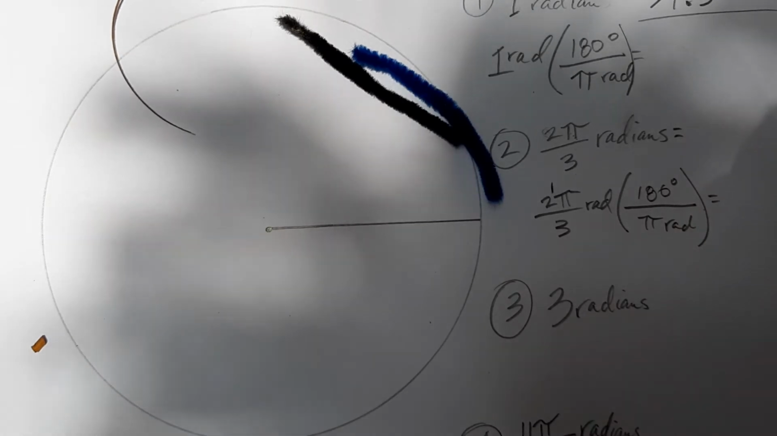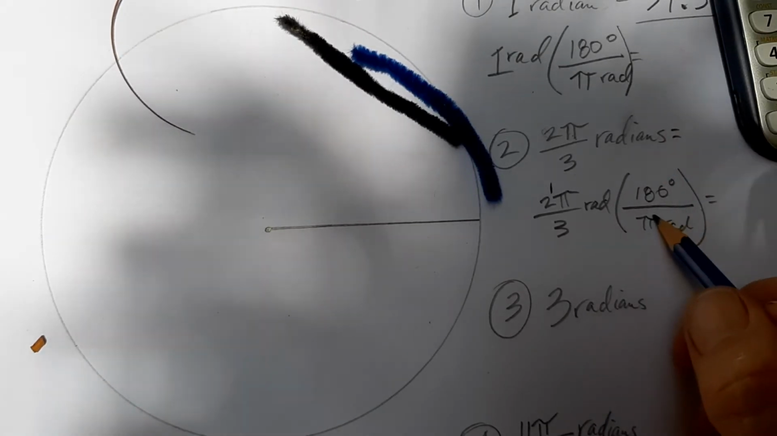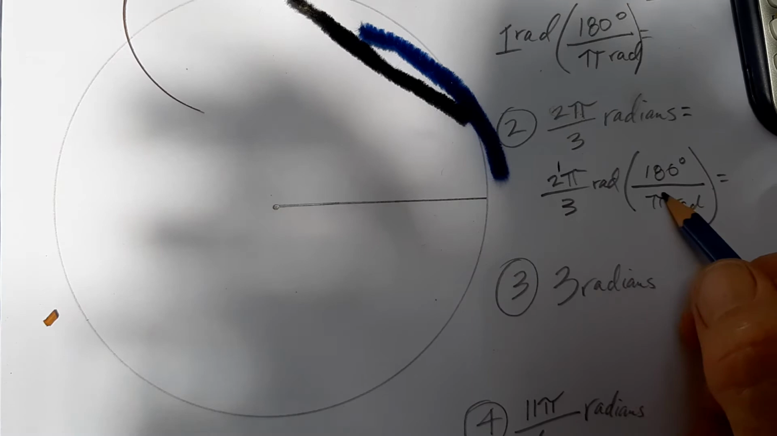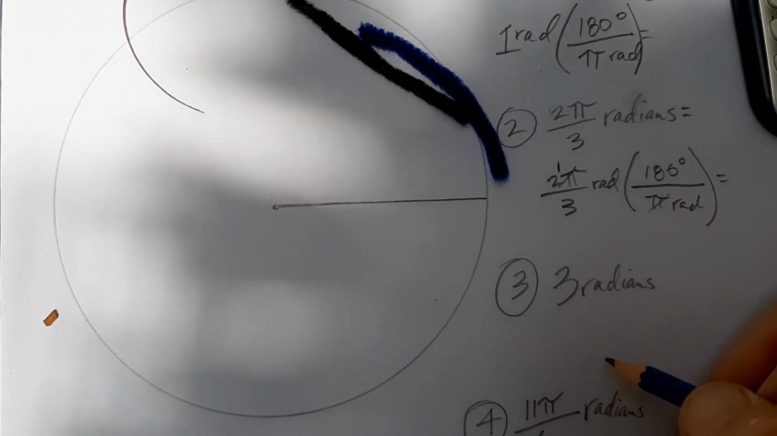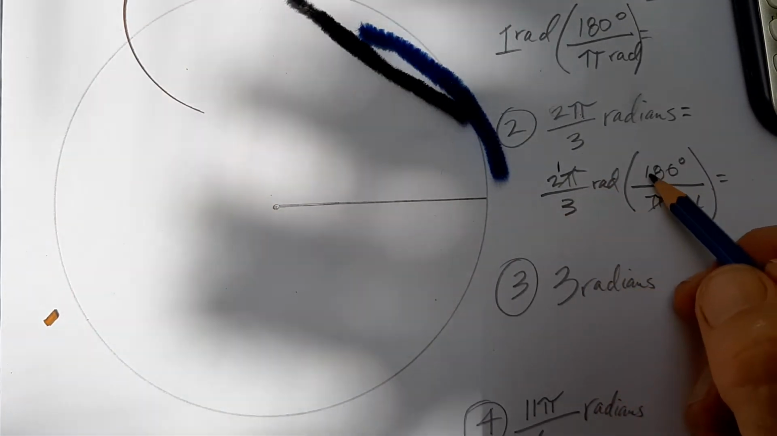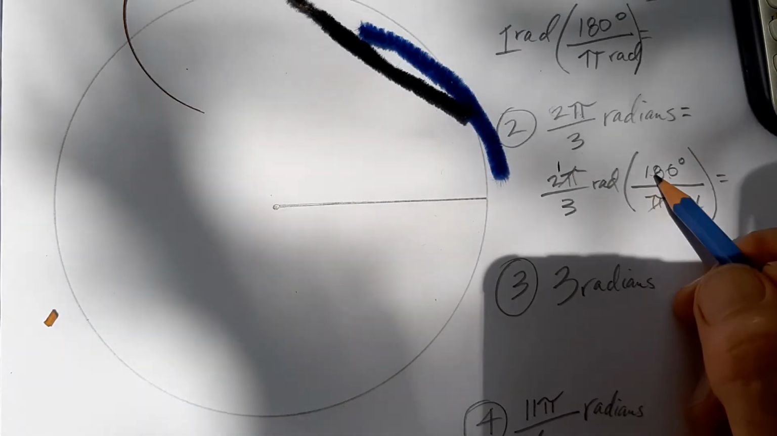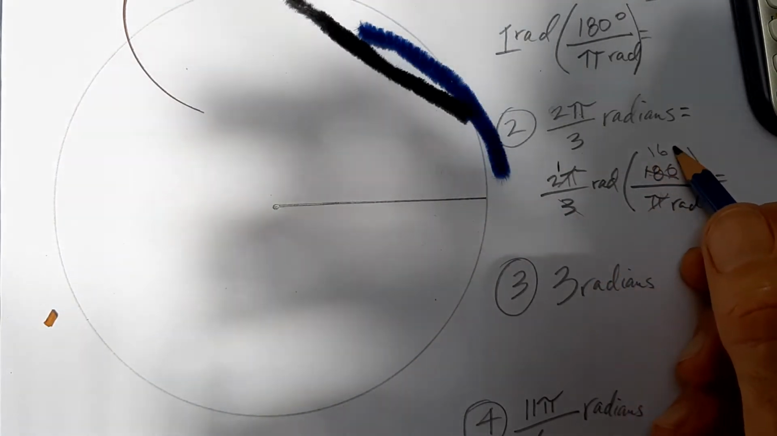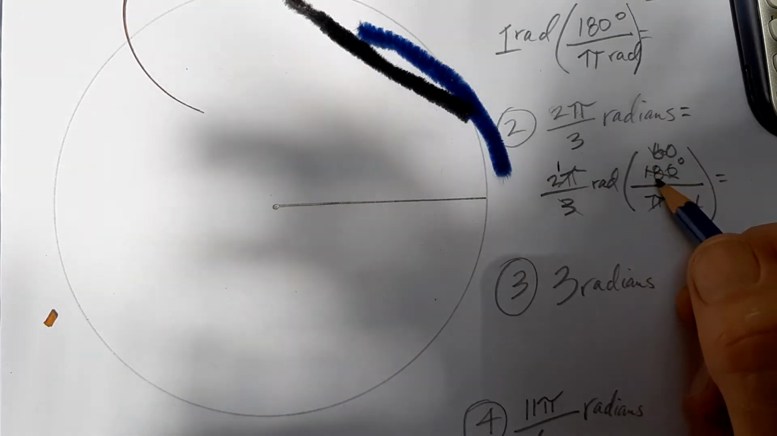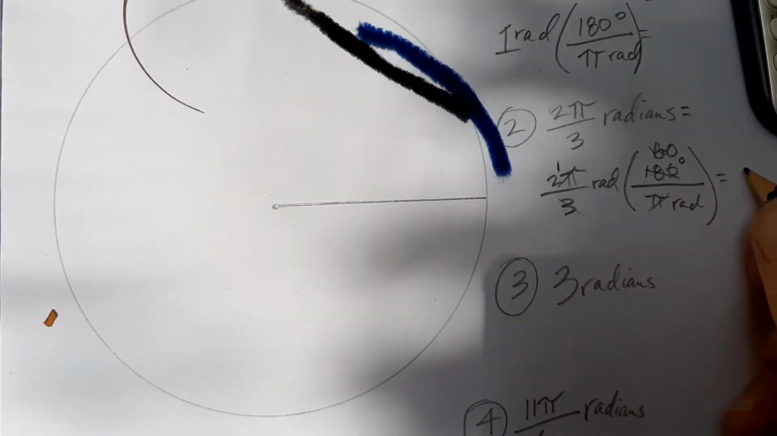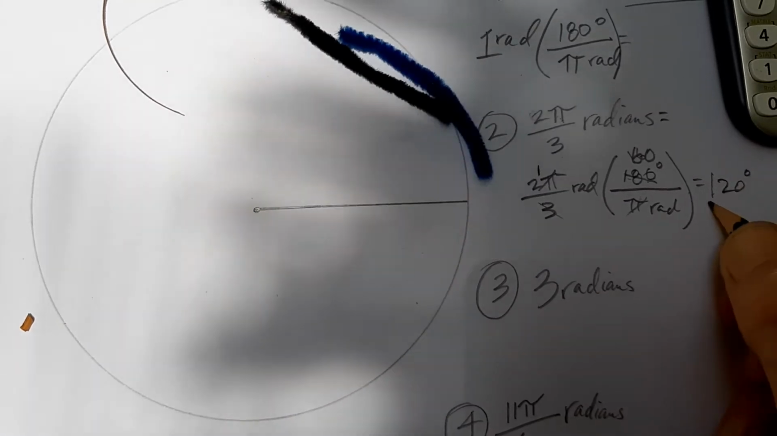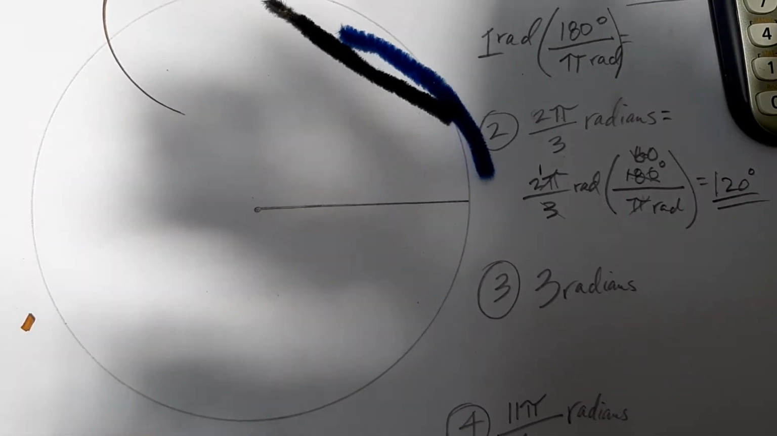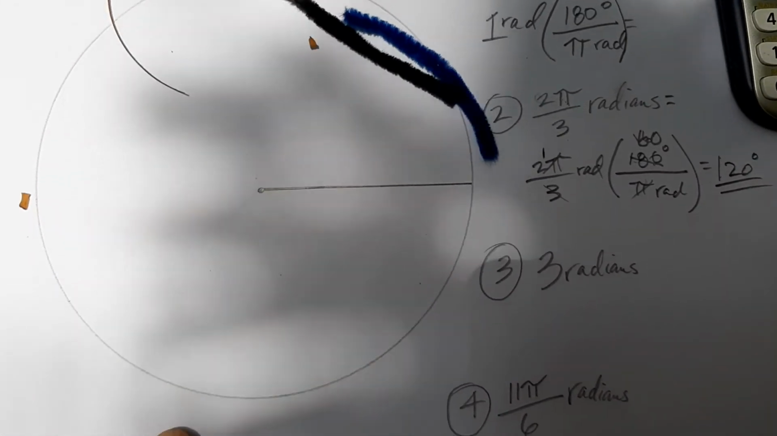Okay, so I got to do it. Well, you can just go ahead and cancel these, right? I got a pi divided by a pi, and I got 180 divided by 3, which would be 60, right? 180 divided by 3, 60. Not 16, 60, and 2 times 60 is 120 degrees. That's the way I did that one. If you want to put it all in your calculator, that's great too.